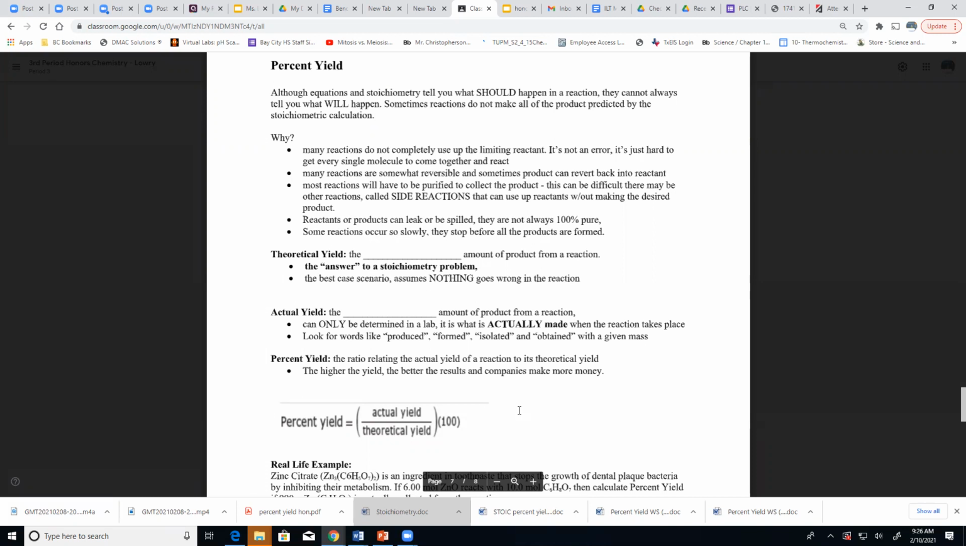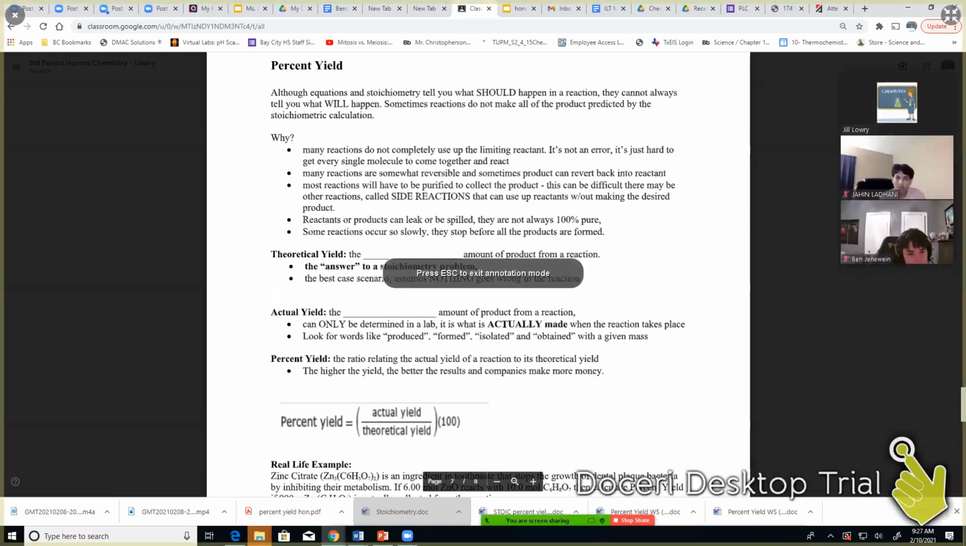So we're going to be looking at today what's called percent yield, the percentage of the theoretical or calculated amount that is actually made. So the theoretical yield is the expected amount of product from a reaction. It's the answer to your stoichiometry problem. It's your calculated amount. So it's the best case scenario, assuming everything goes perfectly right and nothing goes wrong. That's how much you should make.